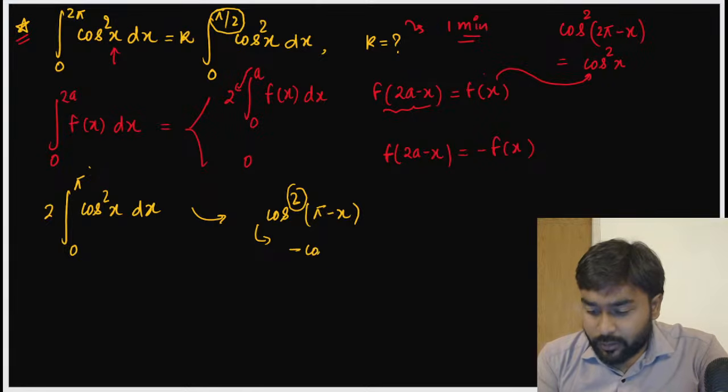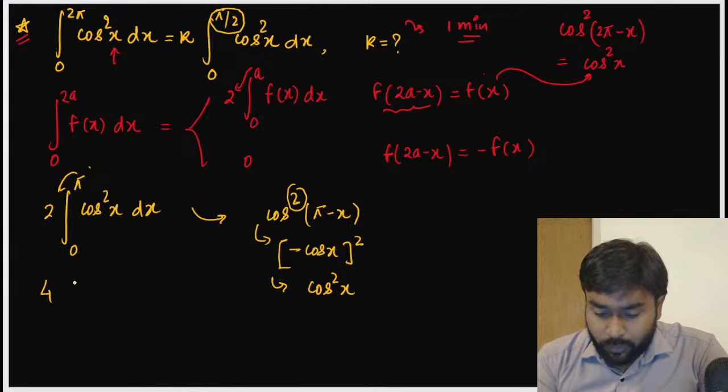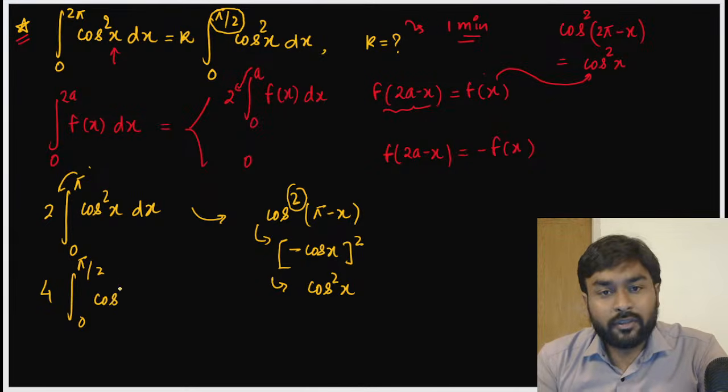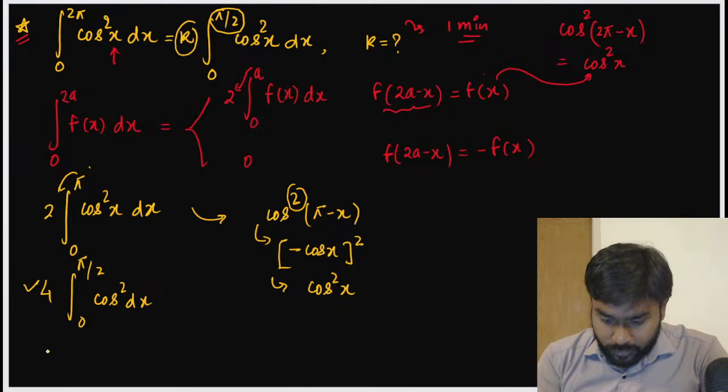It will come minus cos x, but there is a square, so it will become cos square x. Again the same function is coming, so you can take 1 2 again from here. So it will become 4 times the integral from 0 to pi by 2 of cos square x dx. Now we can compare with this integration and say the k value is 4.